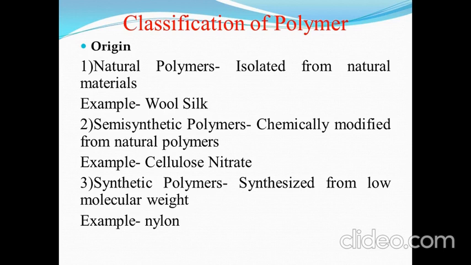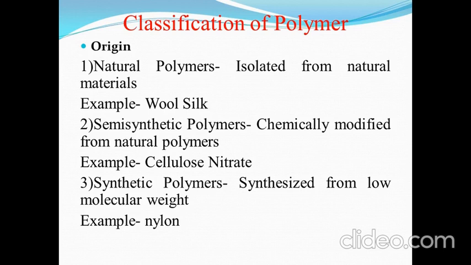The first parameter considered for classification is origin. What is meant by origin? Origin means the source from which these polymers are obtained. By origin, polymers can be classified into three types: natural polymers, semisynthetic polymers, and synthetic polymers.